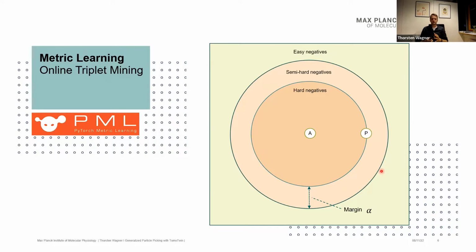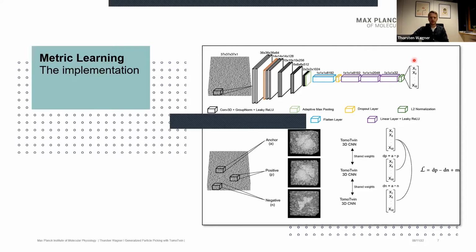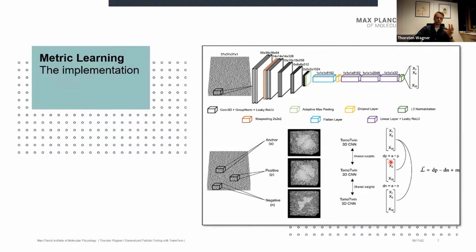The network itself has shared weights. And then you get those embeddings here. After we have calculated the embeddings, you can calculate the distance between the anchor and the positive, and also the distance between the anchor and the negative. And having those values, you can calculate the loss and then run backpropagation to train the model.